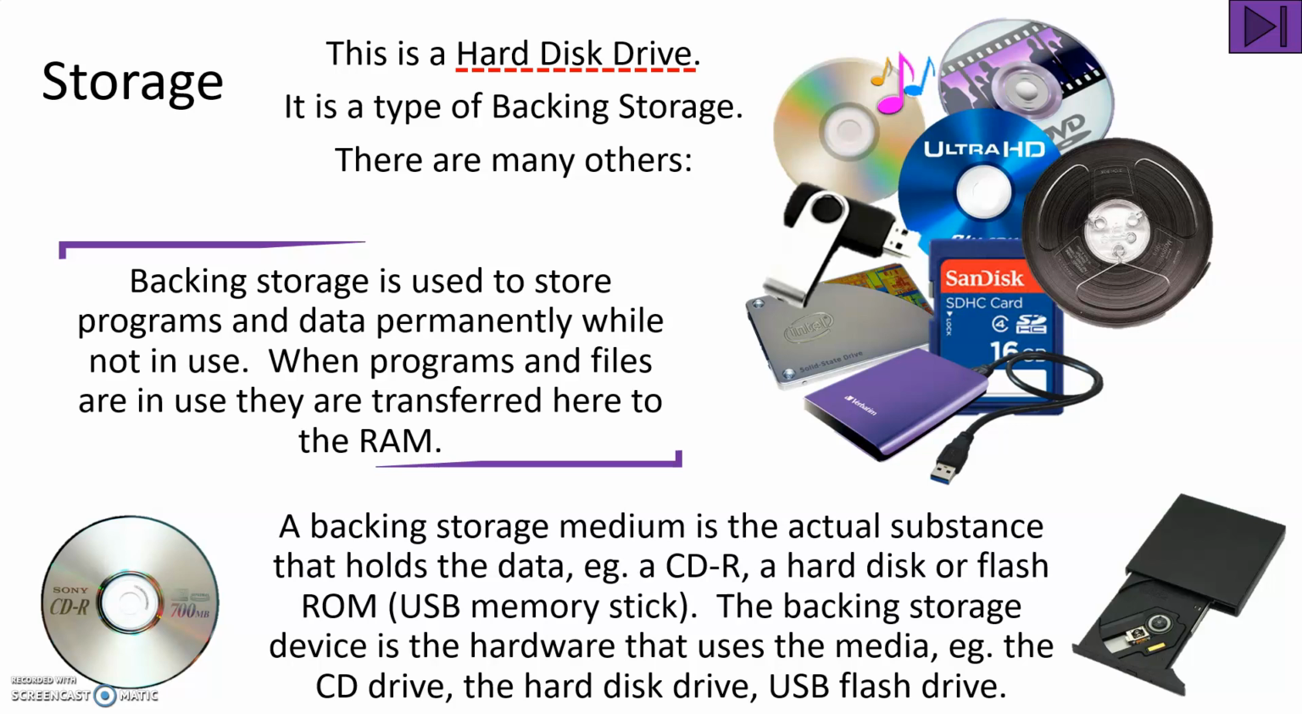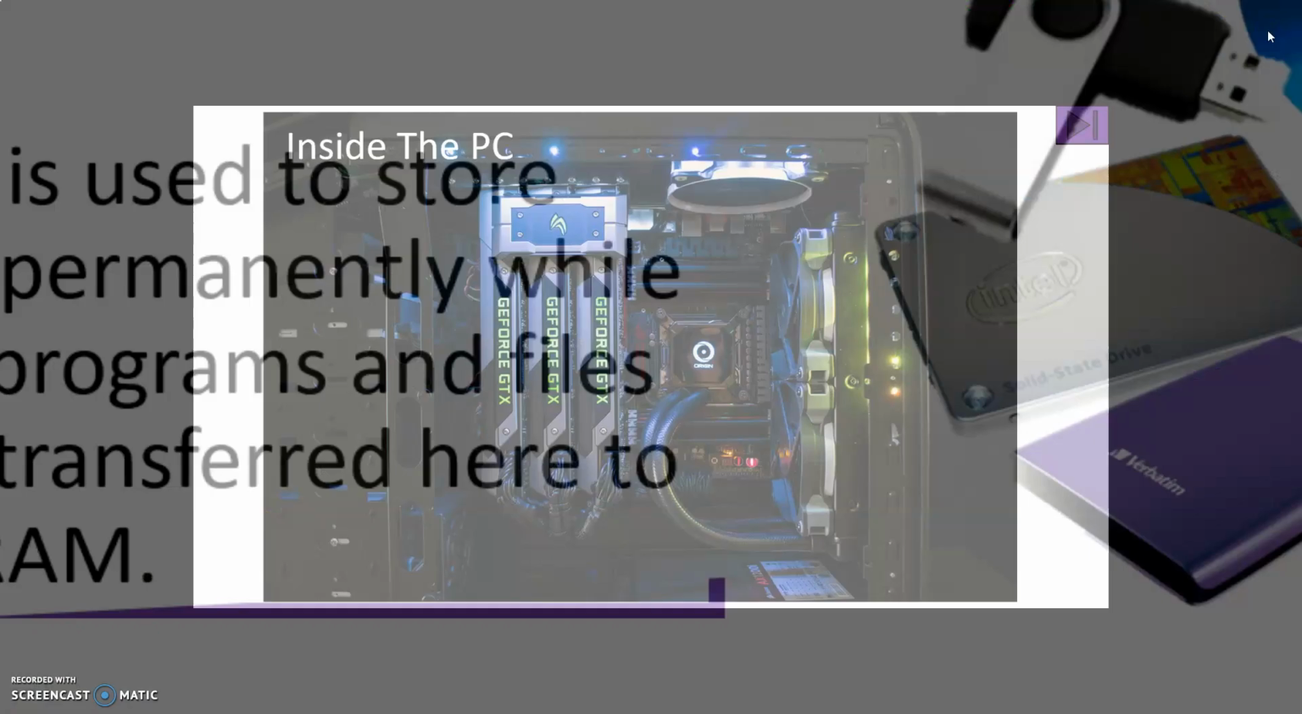Now, the important thing to remember about backend storage is it's used to permanently store data when your computer is turned off. So if you've saved something, you turn your computer off, turn it back on, it's still there, which doesn't happen with the main memory, as we'll talk more about next week.